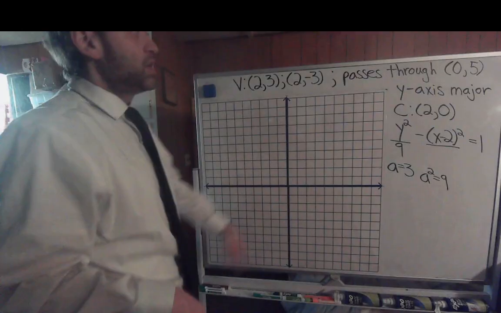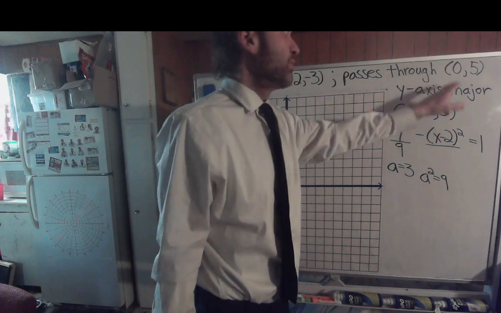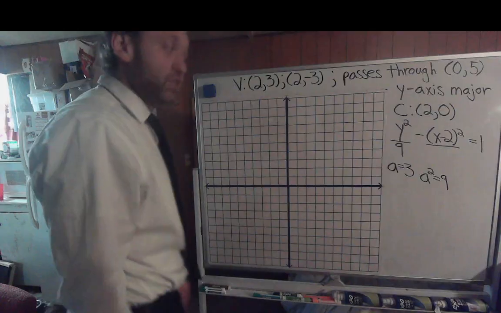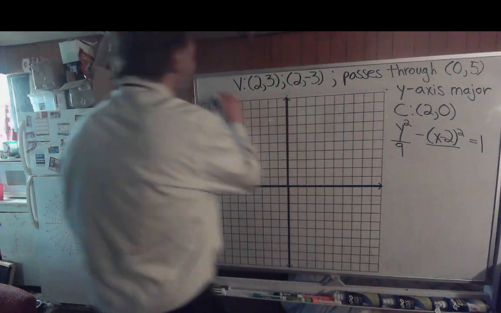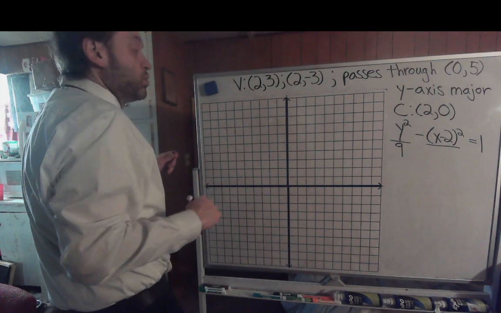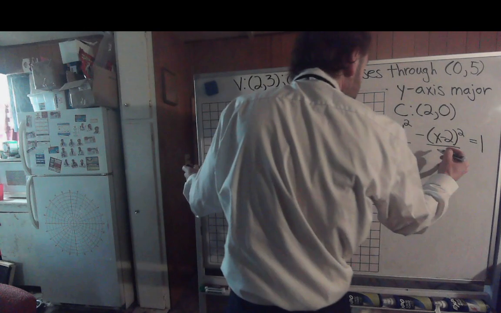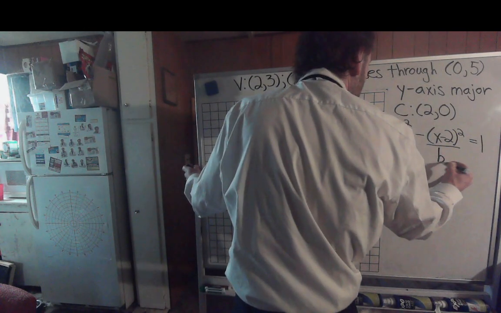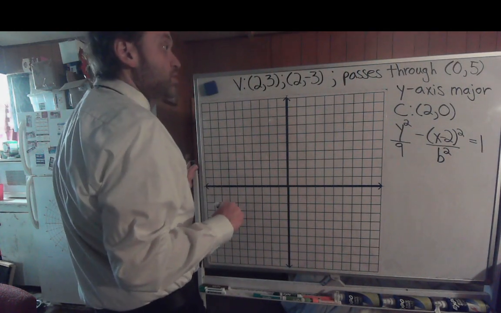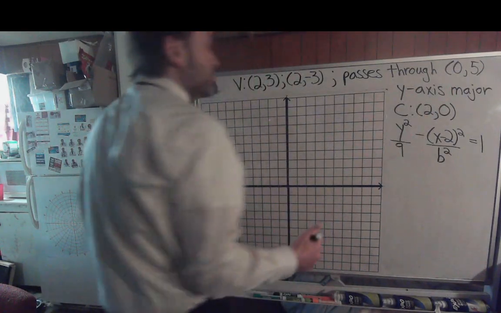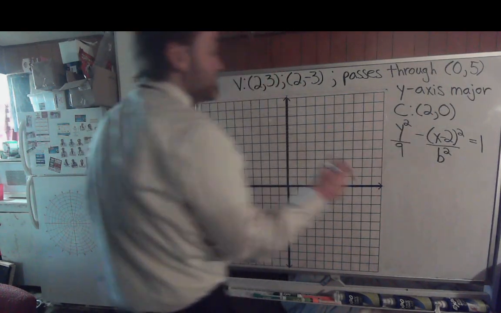Now, what are we going to do with this part where it passes through the point (0, 5)? What do we do with that? Good question. So, we need to solve for b squared, put that into this equation. Then here's what you're going to do. You're going to take the point it passes through, (0, 5), put those values in.